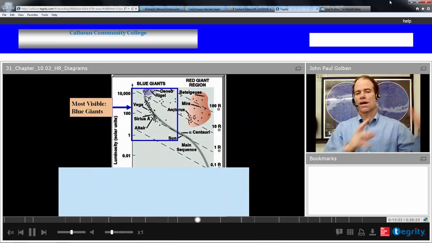As we go to the other corner of the HR diagram on the main sequence, we would see most of the bright stars in the sky, the ones that you and I see quite clearly. And these are blue giants, very visible, very bright. And the reason we actually see them is because they are so bright. I mean, they could be very far away, but they're so bright that we see them in our sky.